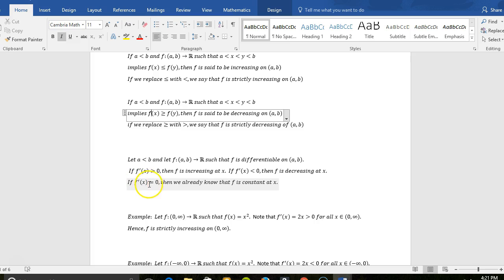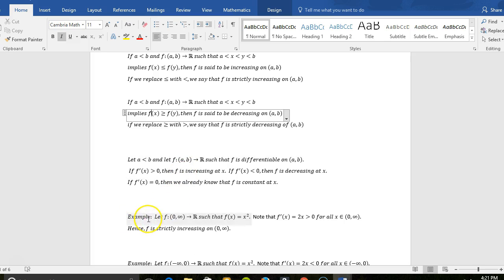If f prime of x is equal to 0, now this is how f prime is behaving at the particular point x. If f prime of x equals 0, then we already know that f is constant at x by previous videos, by our comments on the Extrema videos and all that. But anyway, so f will be constant at x. And x is understood to be in the open interval ab. We can't have this conversation if x is not in my open interval ab, all right?